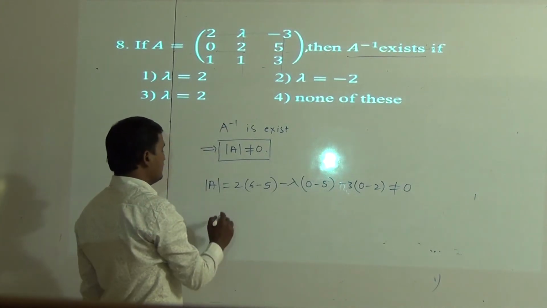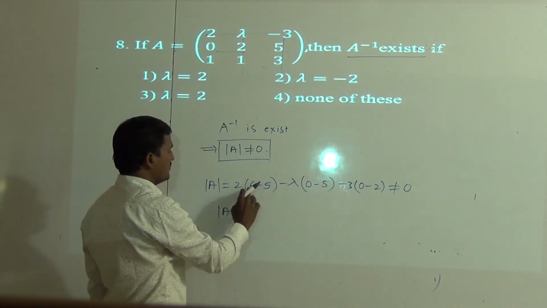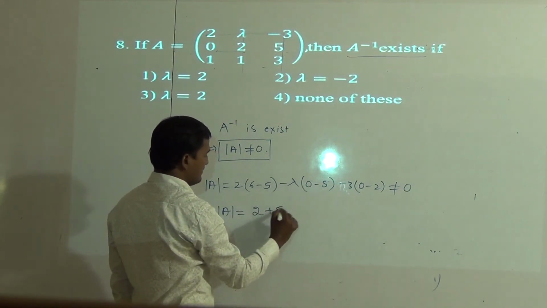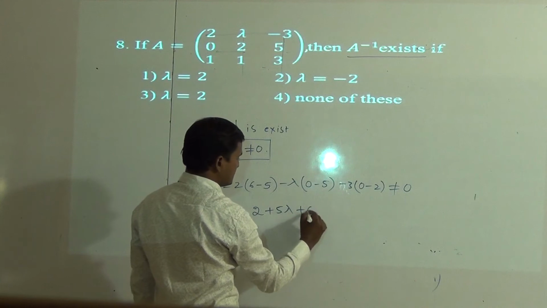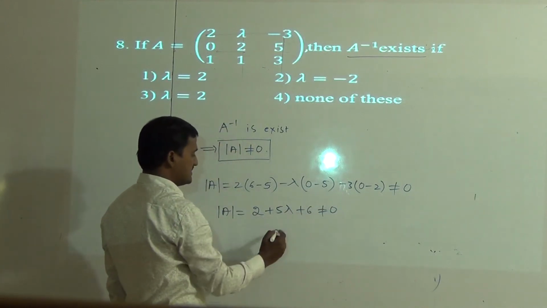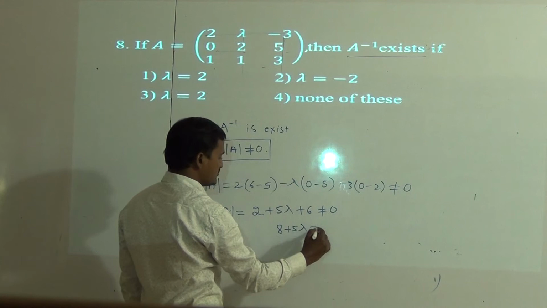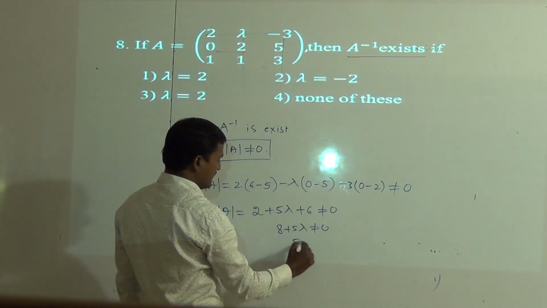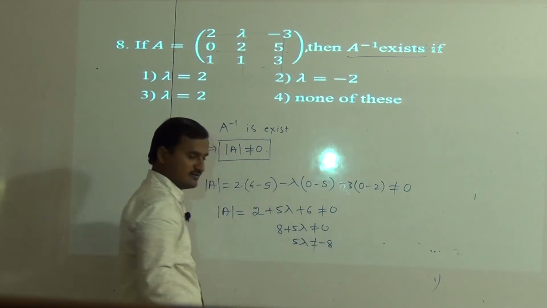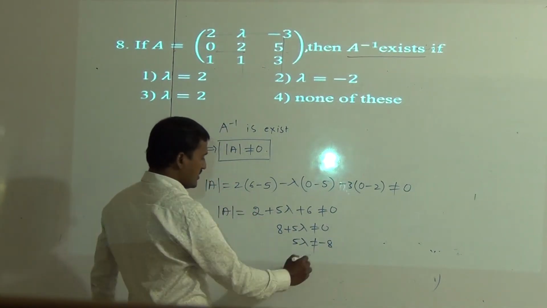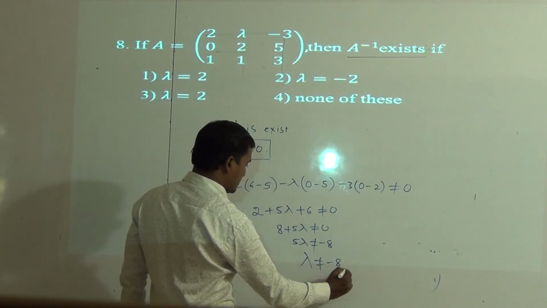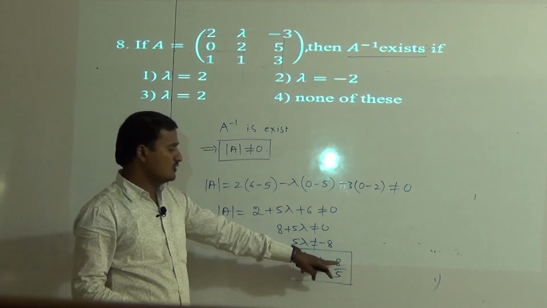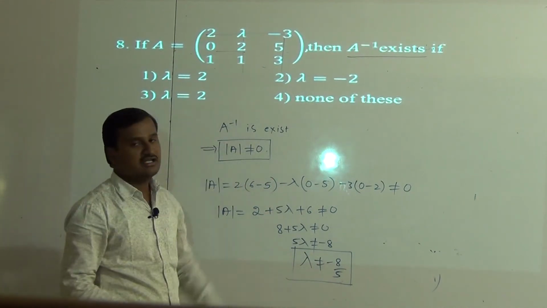So simplify this one. Determinant of A equals 6 minus 5, which is 1. So here it is 2, and here it is 5 lambda, and here it is plus 6, which is not equal to 0. 2 plus 6 is 8, so 8 plus 5 lambda is not equal to 0. Is it right? Take this 8 to this side: 5 lambda is not equal to minus 8, or lambda is not equal to minus 8 by 5. So if lambda is not equal to minus 8 by 5, then only the inverse exists.